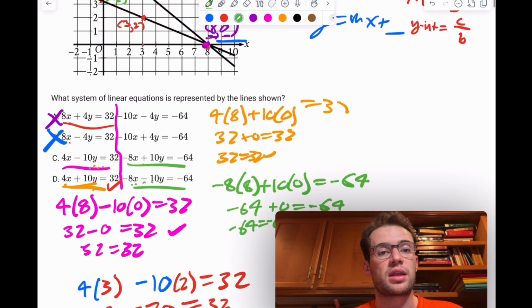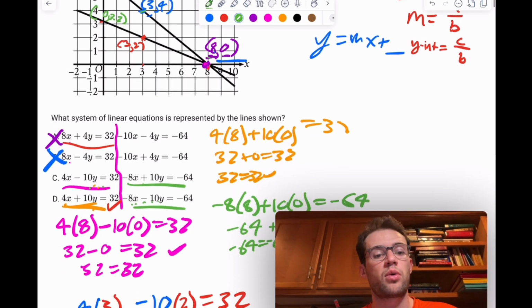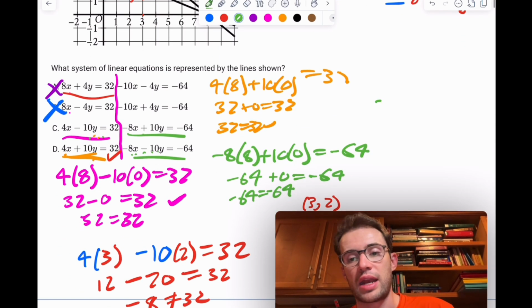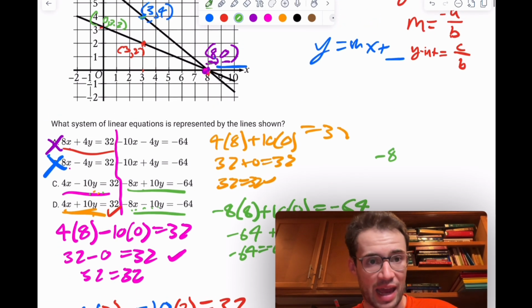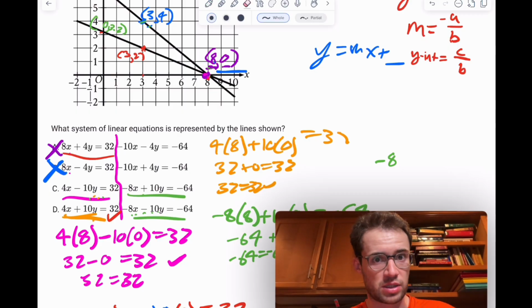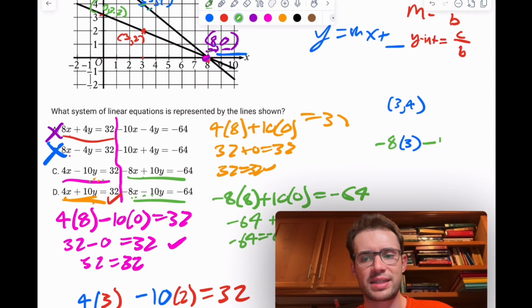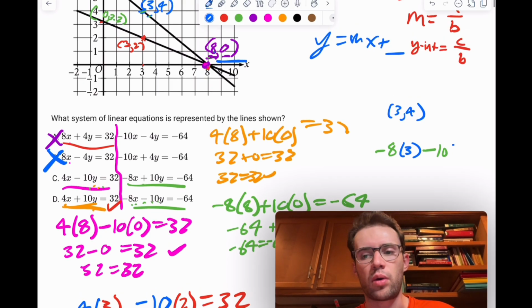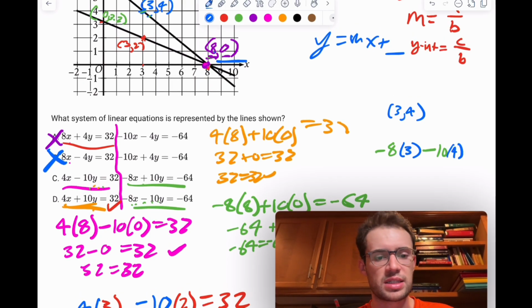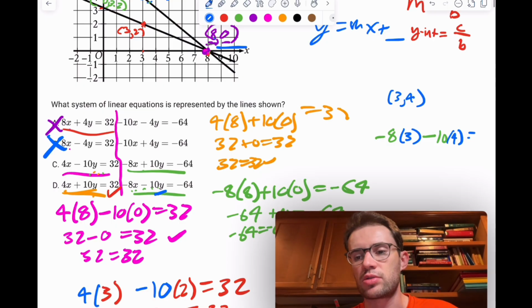Now, if we try the point for the other equation, this 3 comma 4, we get negative 8 times x, and x should be 3. We're using this point 3 comma 4. So negative 8 times 3 minus 10 times 4, and I'm using the one from D here, and that should be equal to negative 64.